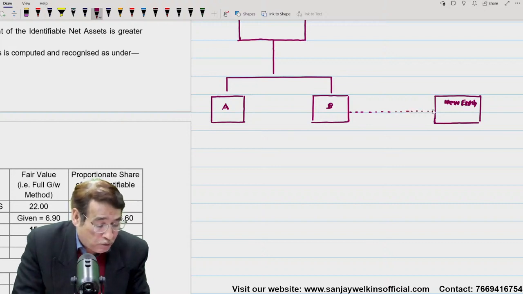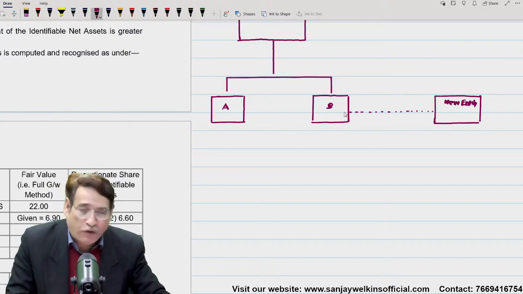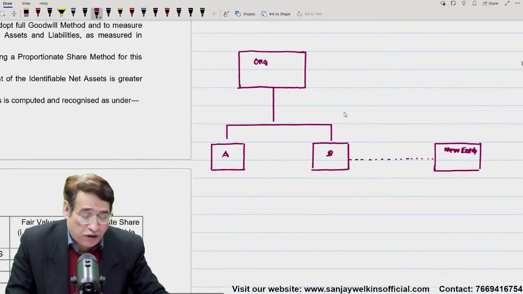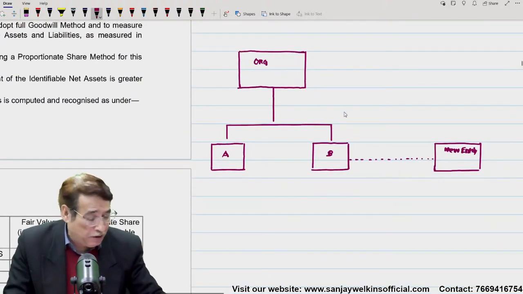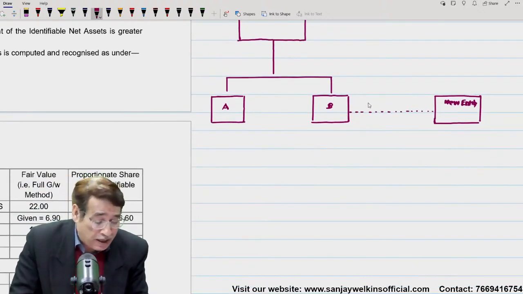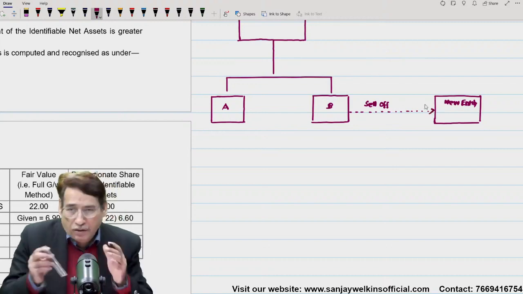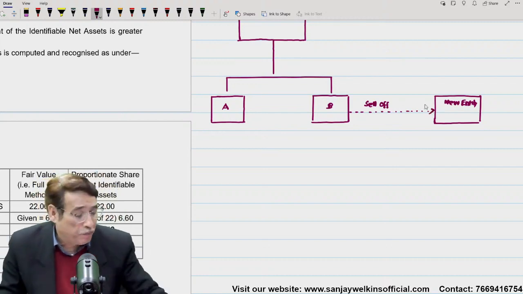So we have decided to sell off this particular division to this particular entity. Why was this decision taken? I have already told you the reason: since the last 4-5 years, this particular division is not functioning up to our mark, up to our expectations. So the entity has decided to sell off this division to this entity. Try to understand this particular point.